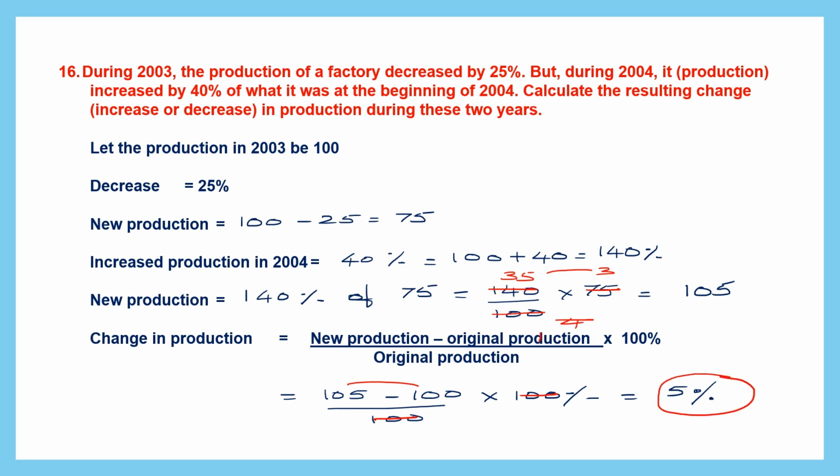This is the change in production, and this is an increase. As you can see, this is an increase. So you have to write increased production. So there has been an increase, and that is 5%.